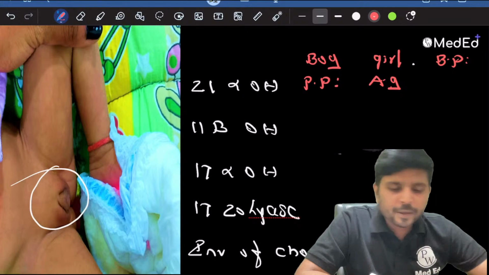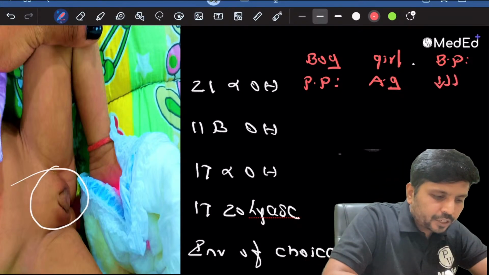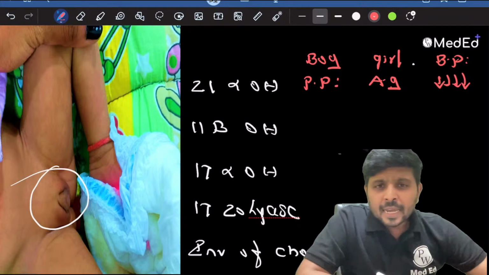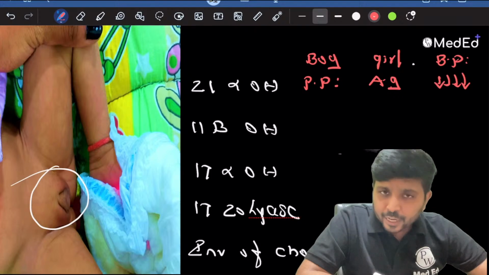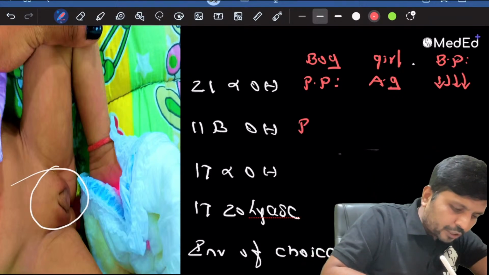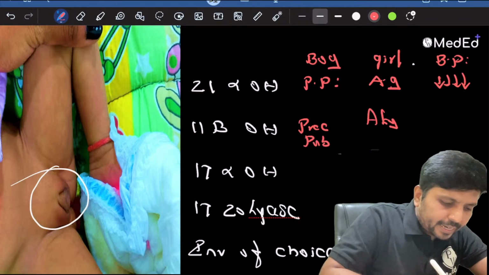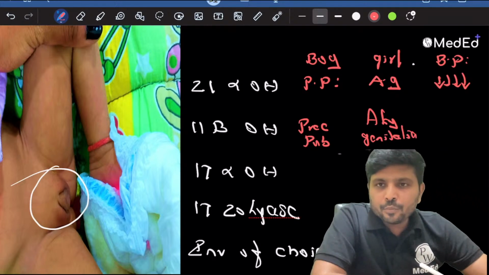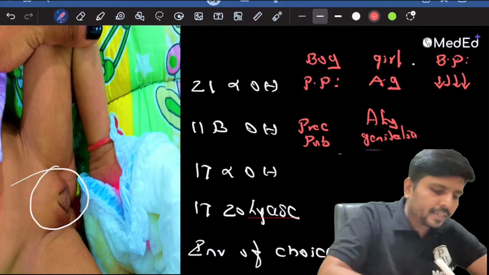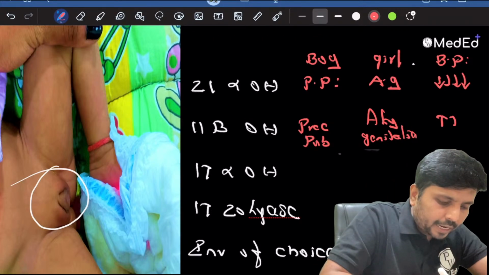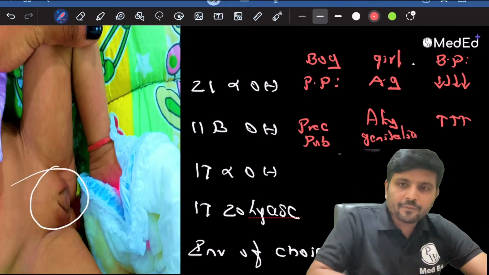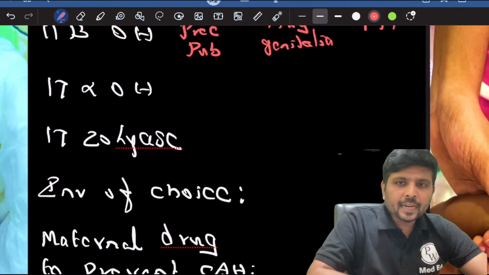What will happen to BP? BP will be low, hypotension. The next one is 11 beta hydroxylase deficiency. Here also, boys will get precocious puberty. Girls will get atypical genitalia. What will happen to BP in this condition? BP here is high. So this is hypertensive.